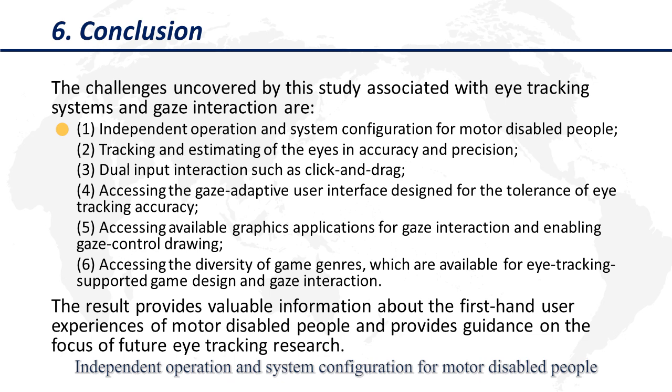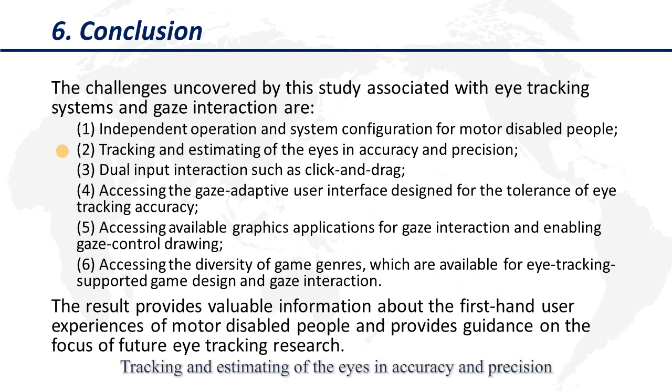In summary, the challenges uncovered by this study associated with eye-tracking systems and gaze interaction are independent operation and system configuration for motor-disabled people, tracking and estimating of the eyes and accuracy and precision, dual input interaction such as click and drag, accessing the gaze-adaptive user interface designed for the tolerance of eye tracking accuracy, accessing available graphics applications for gaze interaction and enabling gaze-control drawing, and accessing the diversity of game genres, which are available for eye-tracking supported game design and gaze interaction. It provides valuable information about first-hand user experiences and provides guidance on the focus of future eye-tracking research.